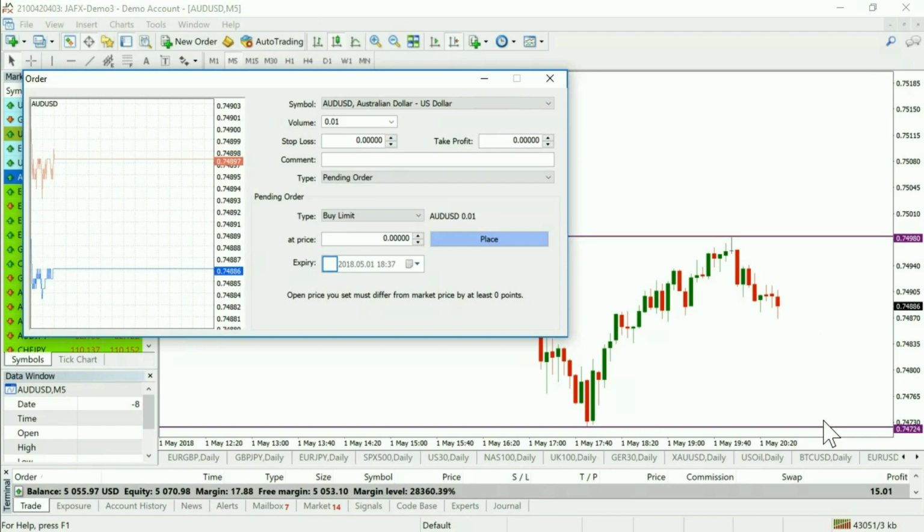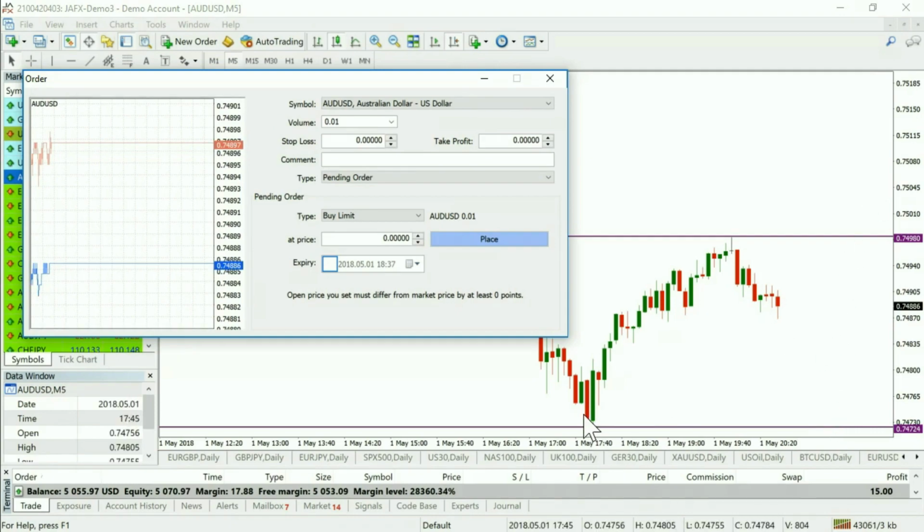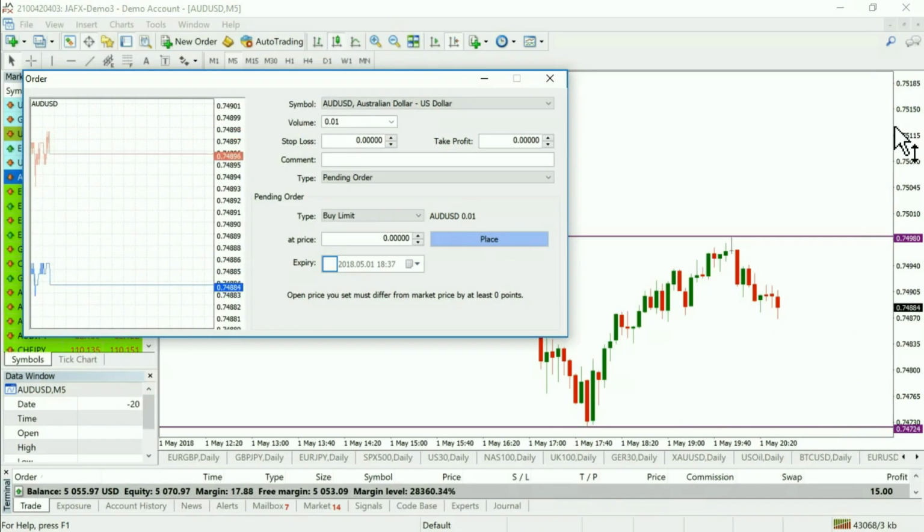We'd rather buy below the current price, but we want to be buying this market to the upside. We think we'll see a double bottom around the 74.72, and we're looking to trade this to the upside to the 75.00 plus. So we can use a buy limit order, and we just need to place in the correct price.